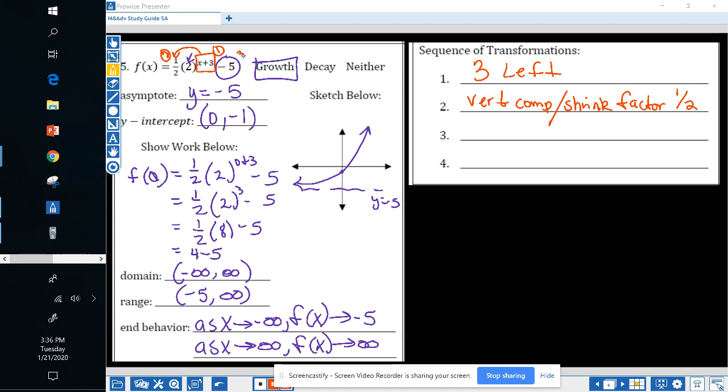Then step 3 for this one, we do the vertical movement up or down, because you always add or subtract last in order of operations. So that's what we'll address here. This is going 5 units down. So when we're talking about going up or down, it is what it is. It's minus, so that tells us negative.